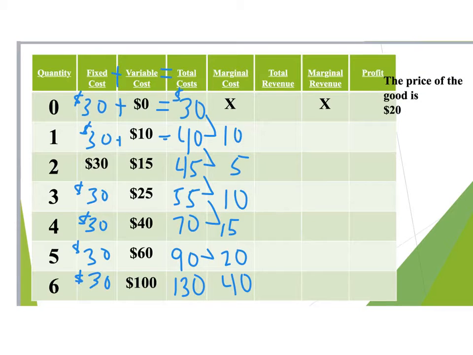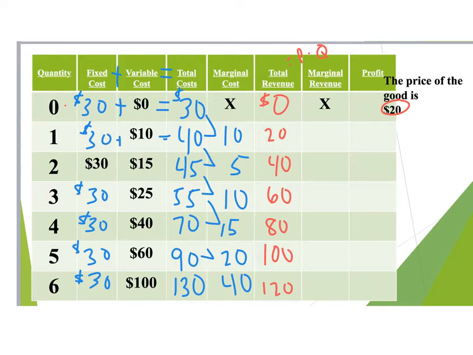Getting to the revenue side of things now, we look at total revenue equals the price of the good times quantity. So the price is given to me over here as 20. So 20 times 0 quantity gives me 0. If I don't sell anything, I'm not going to make any money. If I sell 1 unit, I'm going to make $20, 20 times 1. Then 20 times 2, 20 times 3, 20 times 4, 20 times 5, 20 times 6.